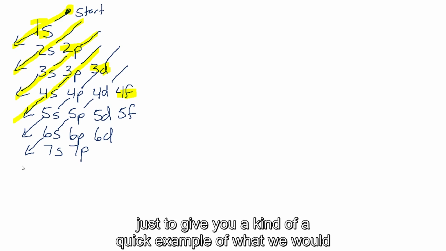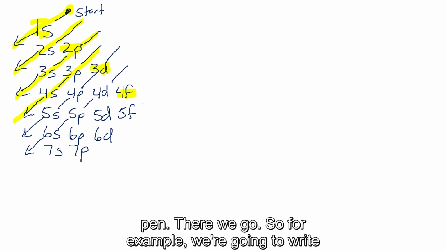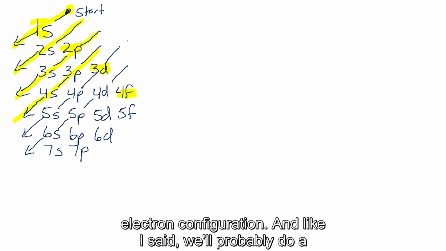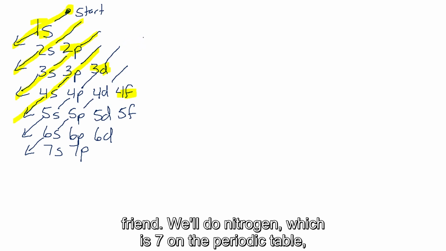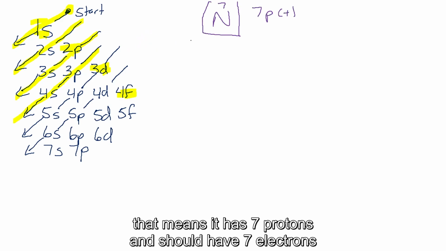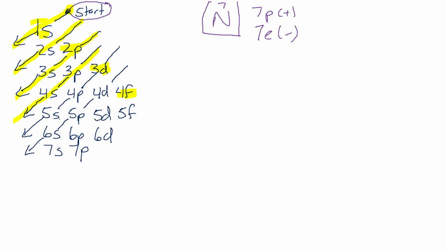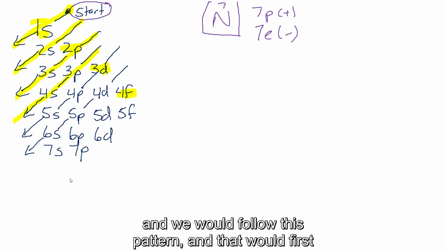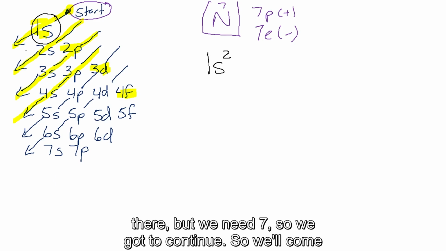So just to give you a quick example of what we would do here, let's take a non-highlighter and grab a pen. There we go. So for example, we're going to write an electron configuration, and like I said, we'll probably do a second part to this video. Let's just say we want to do our friend nitrogen, which is 7 on the periodic table. That means it has 7 protons and should have 7 electrons if it's neutral. We would start right here, and we would follow this pattern, and that would first take us to our 1s, and we could put 2 electrons in there. But we need 7, so we got to continue.